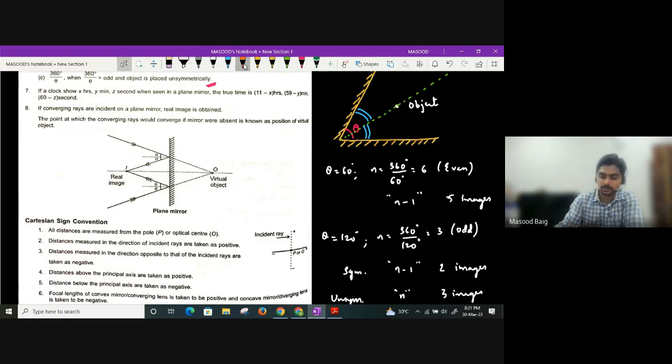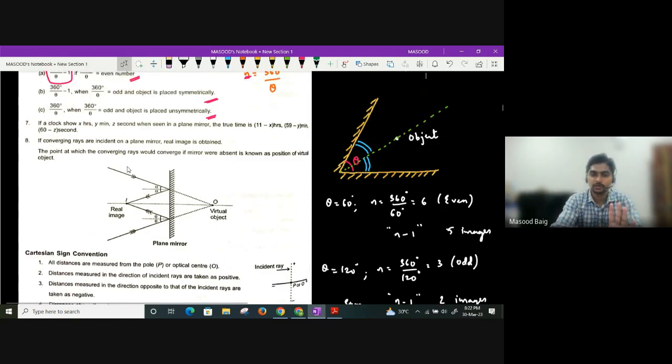So as you can see, if you have convergent type of beams incident on the mirror, converging means they are coming towards each other. Diverging means they are moving away from each other. So if I have divergent type of incident rays, virtual image will be formed. But if I have convergent type of incident rays, which image will be formed, guys? Real image will be formed. So plane mirror can form a real image also.